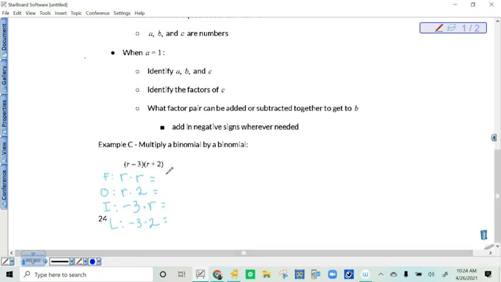So what's R times R? R squared. What's R times 2? 2R. What's negative 3 times R? Negative 3R. And what's negative 3 times 2? Negative 6. Where are my like terms in here? 2R and negative 3R. What is 2R plus negative 3R? Just negative 1R or just negative R. Okay, so if I add those all up, I'll get my answer. So that's R squared minus R minus 6.